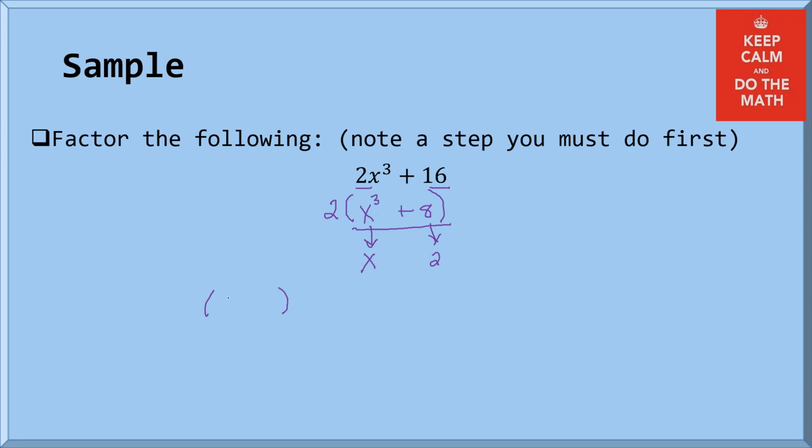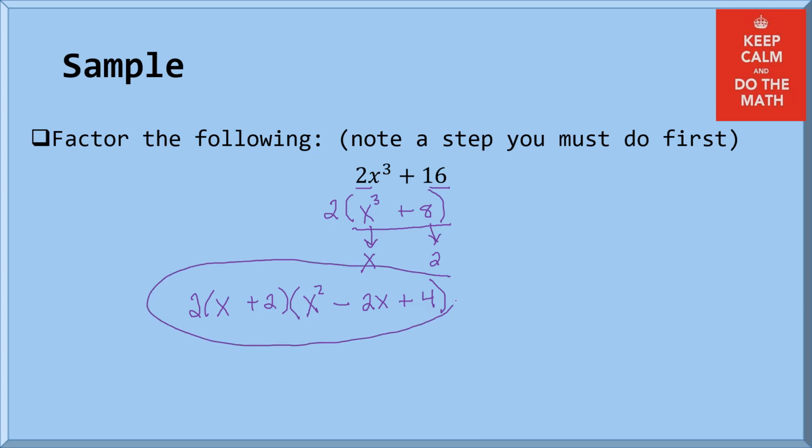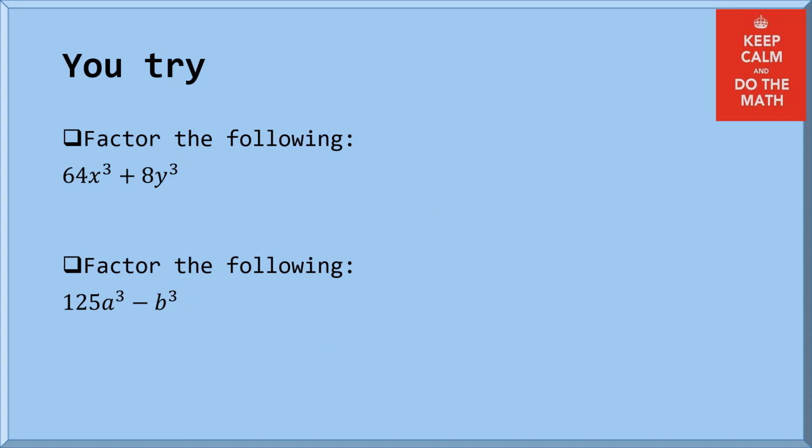Since it's the sum of cubes, I'm going to put in the first term plus the second term. Now the rest of this formula is simply the first term x squared, minus the 2 multiplied together, 2x, plus the last term squared, plus 4. Now I did factor out a GCF in the front, so I need to put that in there. So now this is my entire answer, because if I multiplied it together, it would come out to be 2x cubed plus 16.